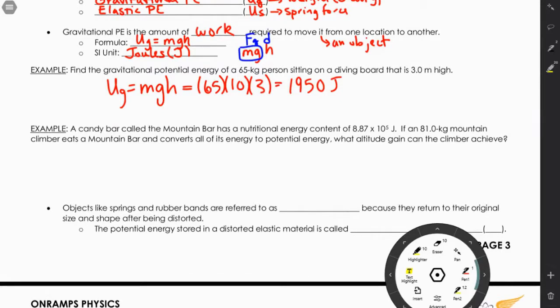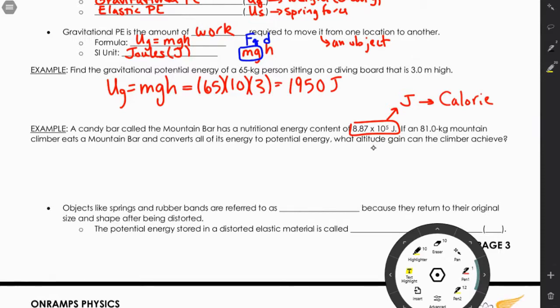The next one: a candy bar called the Mountain Bar has a nutritional energy content of 8.87 times 10 to the 5th joules. If an 81 kilogram mountain climber eats a mountain bar, it converts all of its energy to potential energy. What altitude gain can the climber achieve? This kind of goes back to why we count calories. There is a joule to calorie conversion. This is what happens when we eat food: all that energy in the food, all the calories, we convert to other forms of energy.